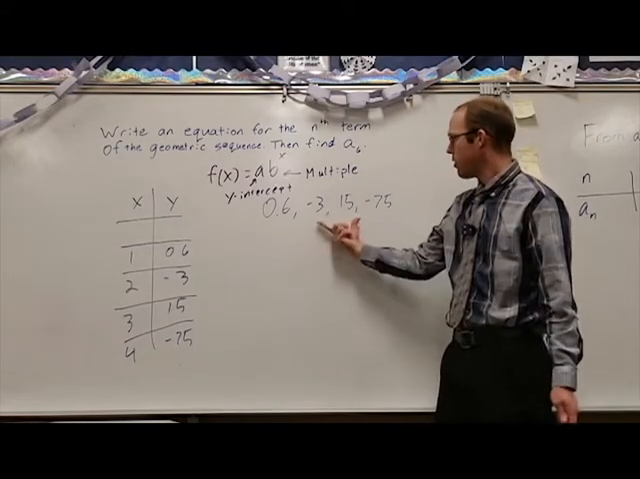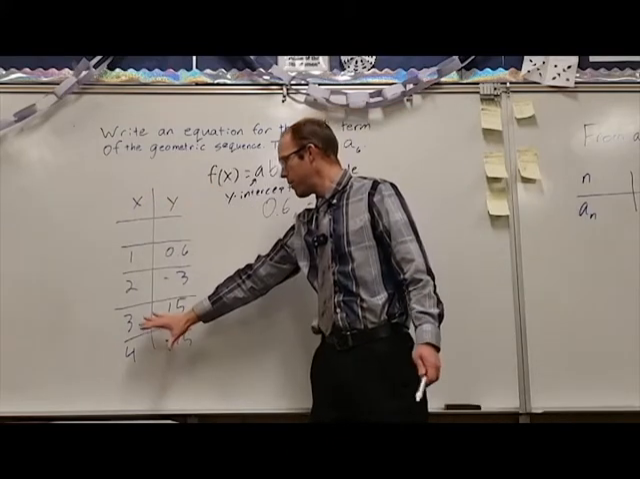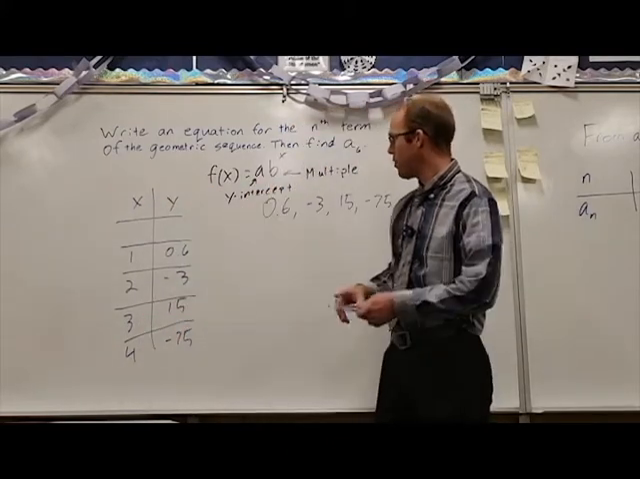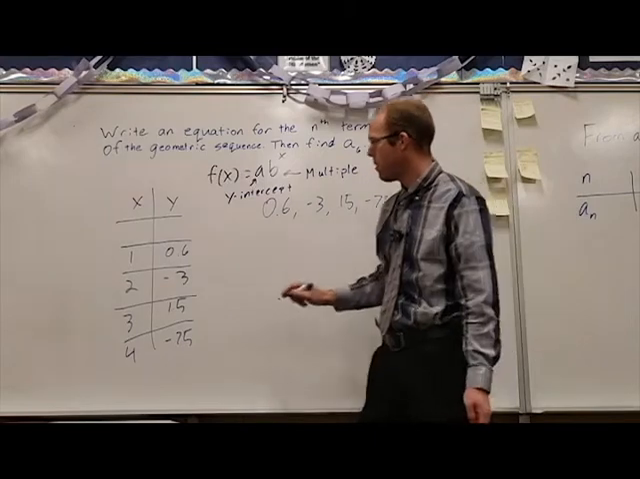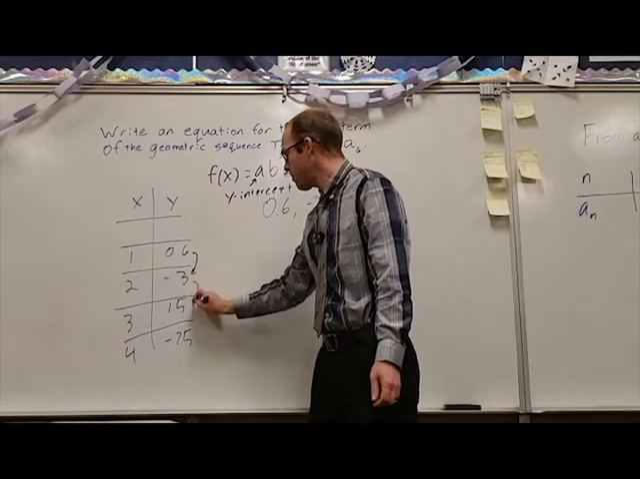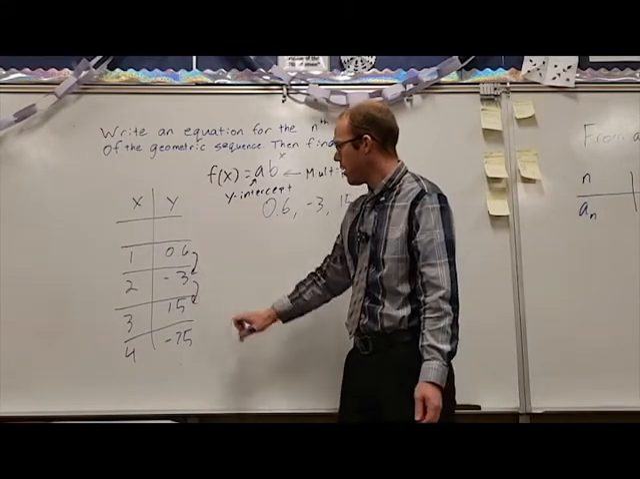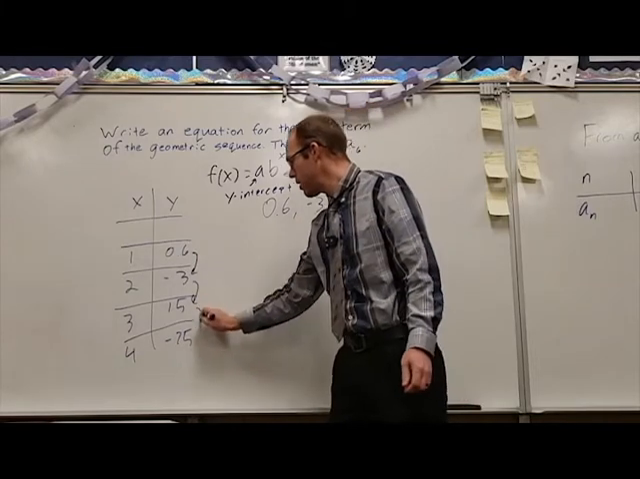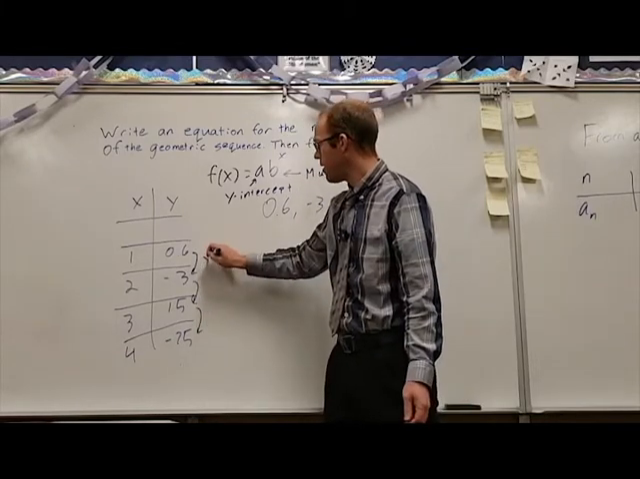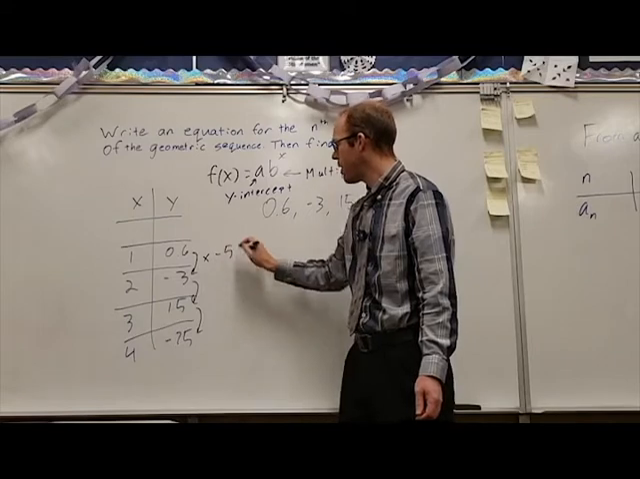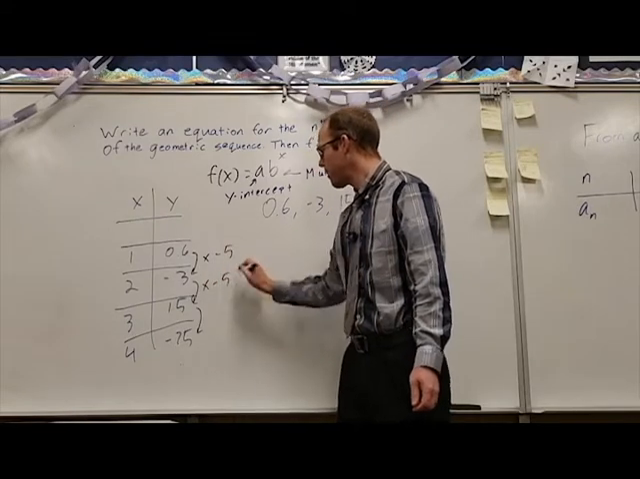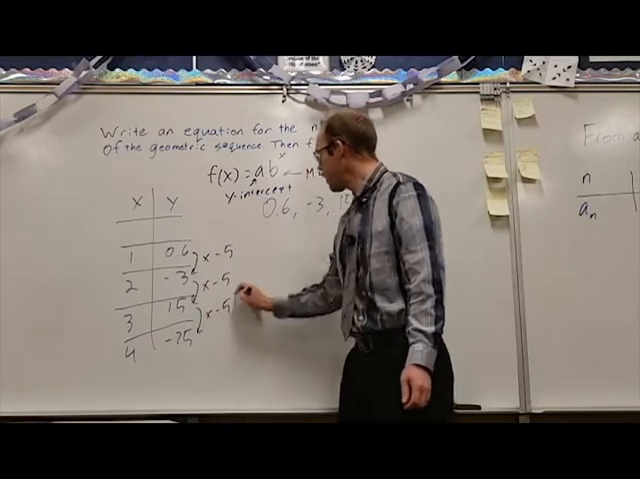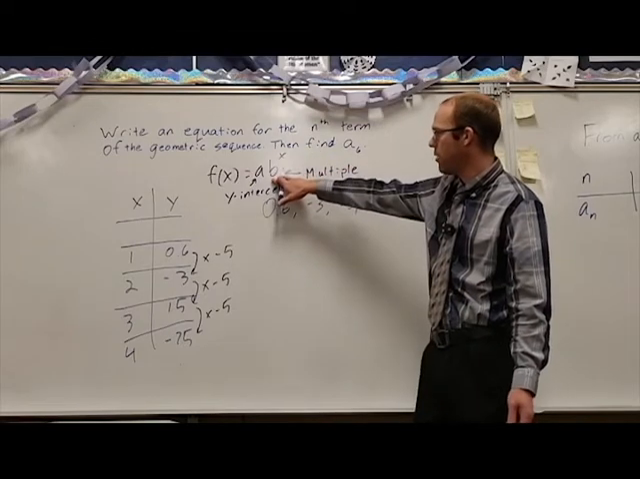So here's our sequence. I've taken it and written it in a table of values so that we can write our equation for it, and then we'll change it to sequence notation. First, we're going to spot the pattern. Going from 0.6 to -3 to 15 to -75 has a multiple of -5. We're multiplying by -5, multiplying by -5. So we have our multiple, that's our b value right here.